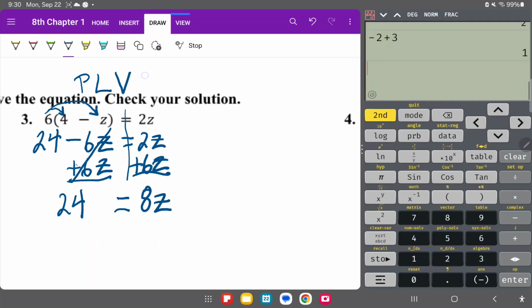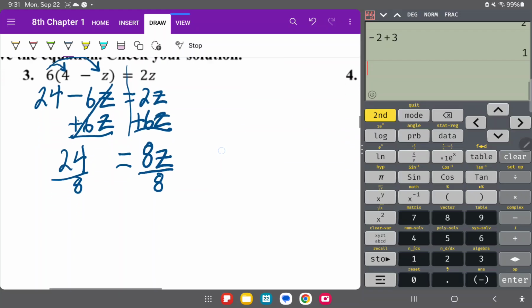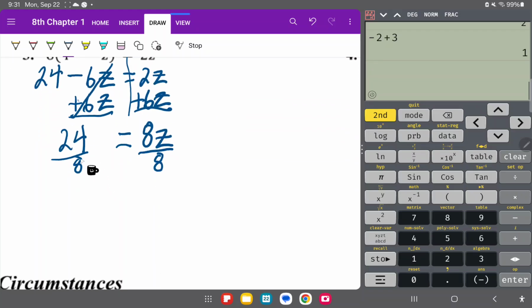We then would have to do the constant terms. We don't have any constant terms, right? So then the last thing we need to do is to divide by the coefficient of the variable. So the coefficient is this number right here. So we're going to divide by 8 on both sides. So that is going to give me 24 divided by 8 is 3. And then over here, the 8 cancels out. So we have z is equal to 3. Okay.